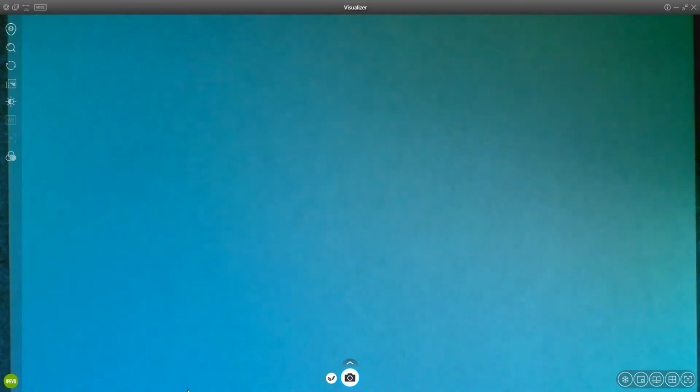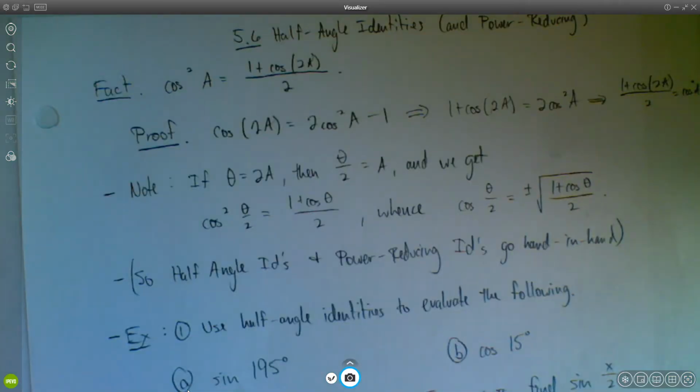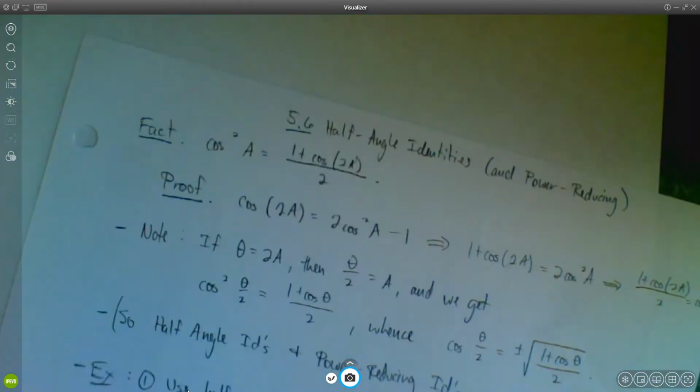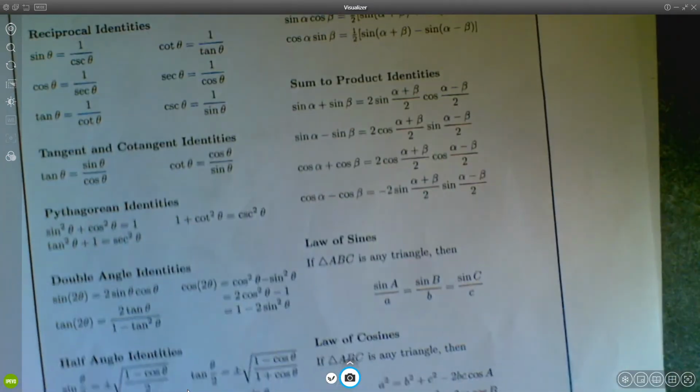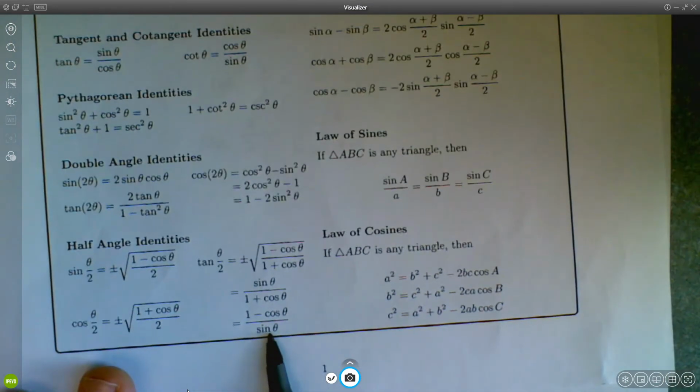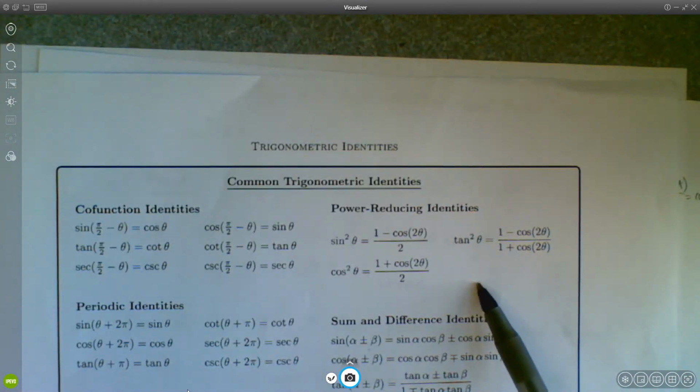All right, let's do 5.6. Should be a pretty quick one, I think. In 5.6, we're going to talk about the half angle and power reducing identities. So these are the half angle identities down here, and then we've got the power reducing identities up here.